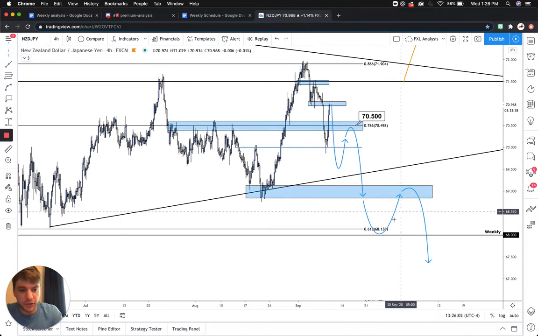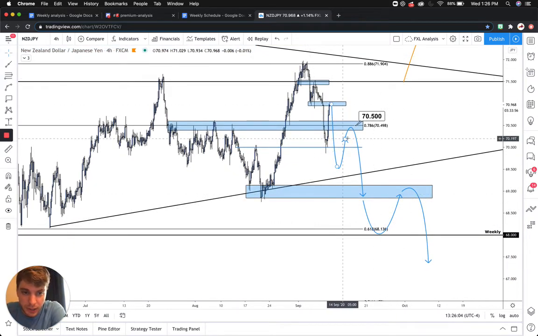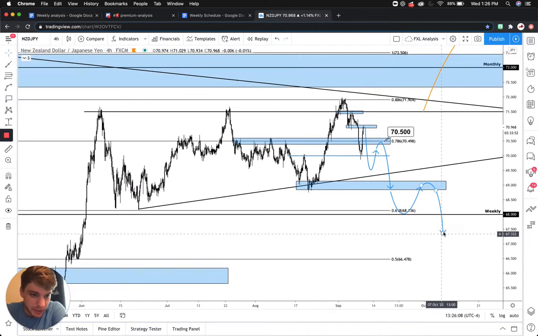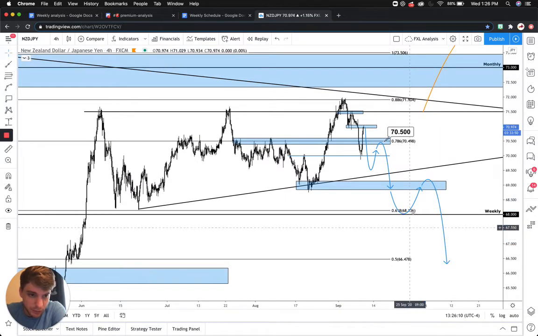Okay, so for this 4-hour transition to happen, we need to see the 1-hour transition happen first. Okay, so you could potentially enter on this twice. Okay, and then we'll target lower.